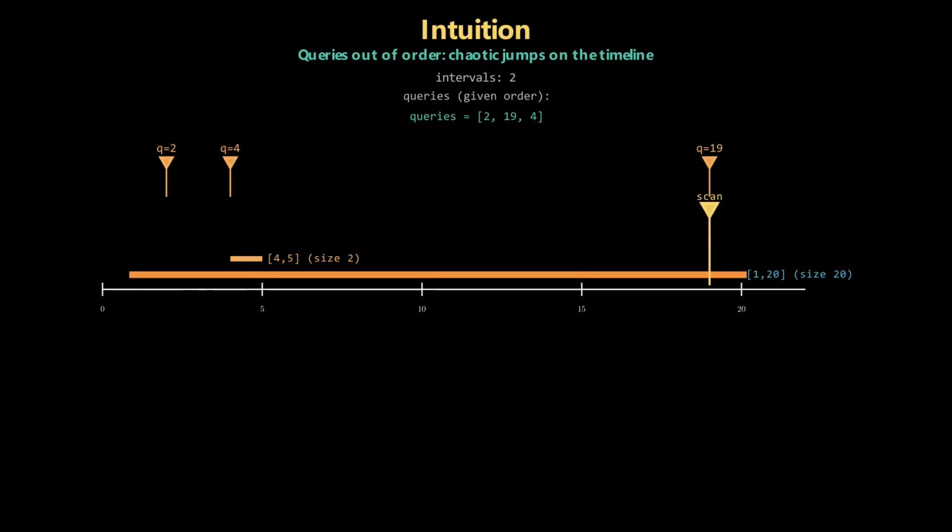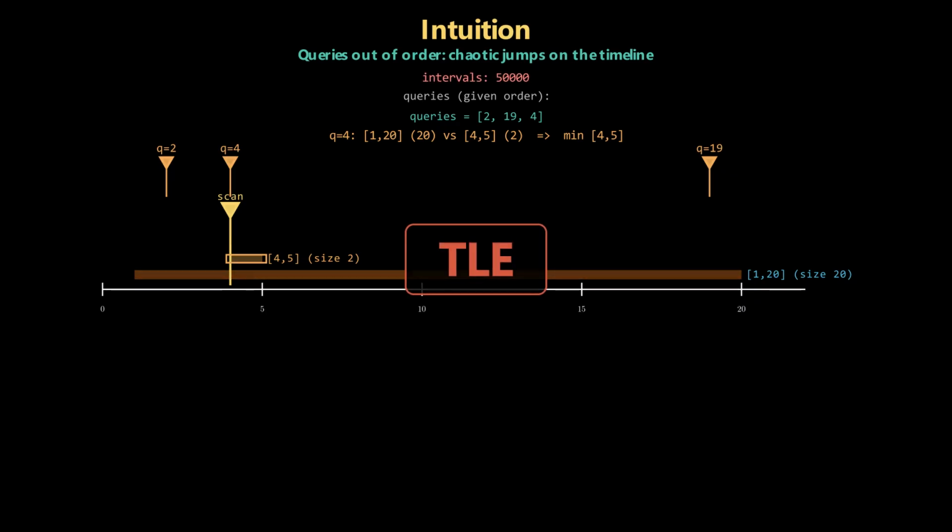For each query, find the size of the smallest interval that contains it. Processing queries 2, then 19, then 4 makes your search jump back and forth across the timeline. For query 4, you scan every interval again to see that 4 to 5 is smaller than 1 to 20. You waste power re-evaluating the same intervals over and over. At 50,000 intervals, brute force times out. We need chronological order.